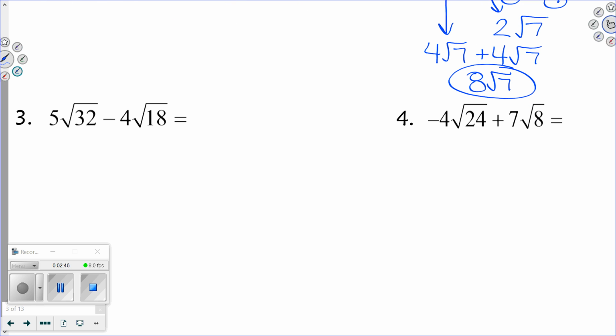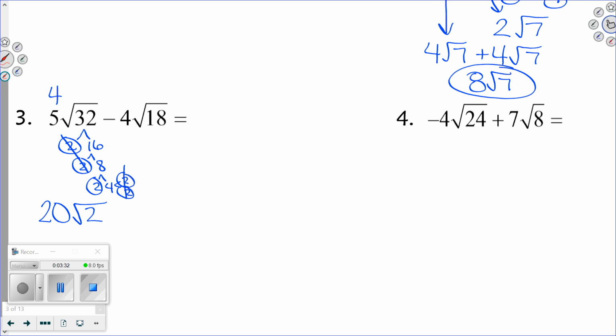5 radical 32 minus 4 radical 18. The way they sit, they're not alike. But we can simplify. Factor tree on the 32. It's 2 and 16, 2 and 8, 2 and 4, 2 and 2. Looking for pairs. A pair of 2's and a pair of 2's gives me 4, and 4 times the 5 that's already there is 20. Do I have any leftovers? Yeah, just 1, 2. So I get 20 radical 2.